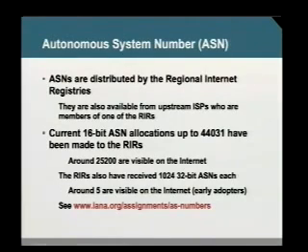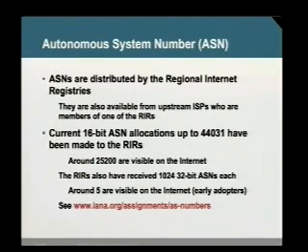AS numbers you get from the regional internet registries. By and large, in this part of the world, North America, you'll be getting them from ARIN. You could also get them from your upstream ISPs if they're a member of one of the registries. So if you're not a member of a registry yourself, you can generally go to your upstream ISP and they'll get an AS number for you. Just be aware that it's still your upstream ISP's AS number, not yours.